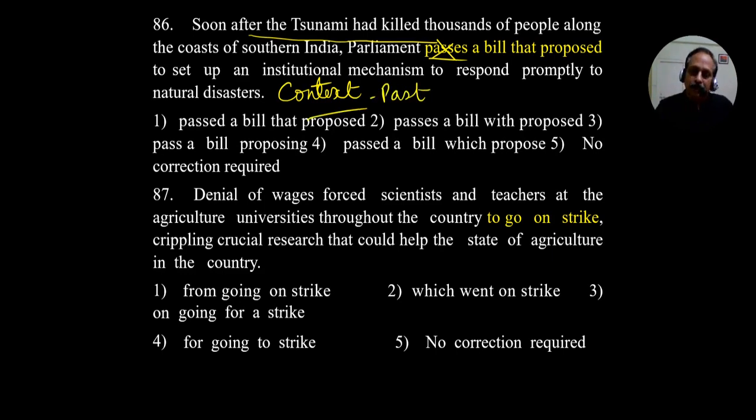Now, how many options are there with past? Past, hold this one and this one. Let us check. Either first one or the fourth one. Passed a bill that proposed to set up. Passed a bill which proposed. Again, propose is not correct.